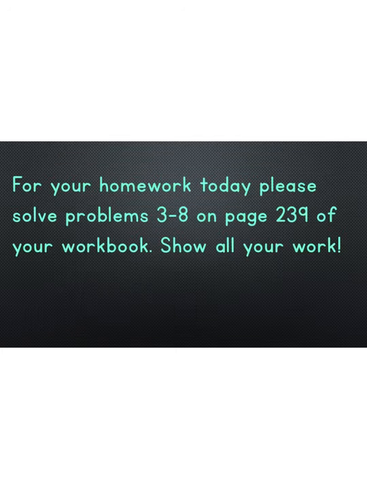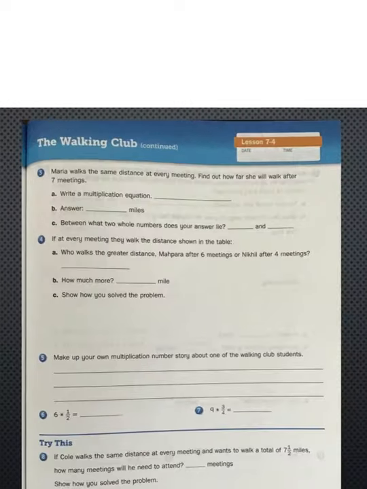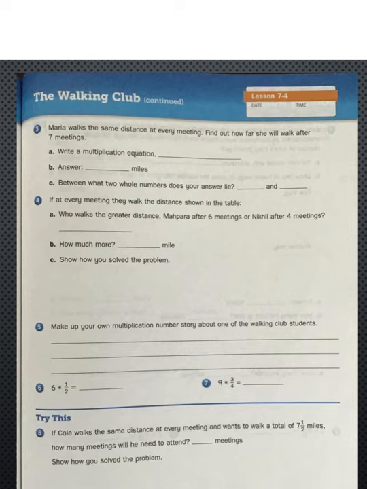So it says, today for your homework, please solve problems 3 through 8 on page 239 of your workbook. Show all of your work. So let's zoom in here and take a look at it. Number 3 says, Maria walks the same distance at every meeting. Find out how far she will walk after 7 meetings. Okay, so you're going to want to look at that chart on the previous page and find out how far she walks at 1 meeting, and then multiply that number by 7. And then you're going to change your answer. If you get an improper fraction, you have to change it to a mixed number.